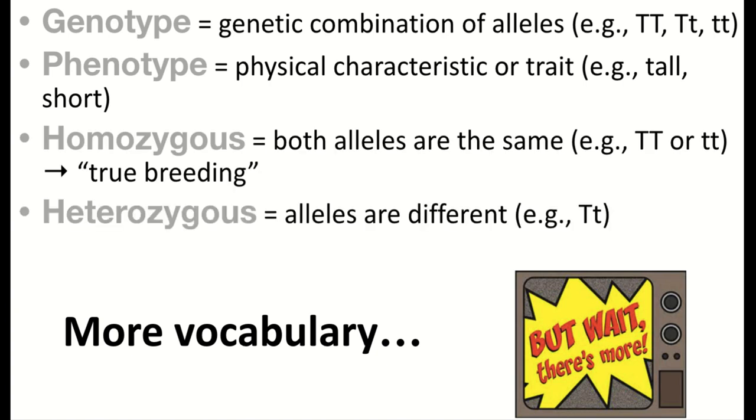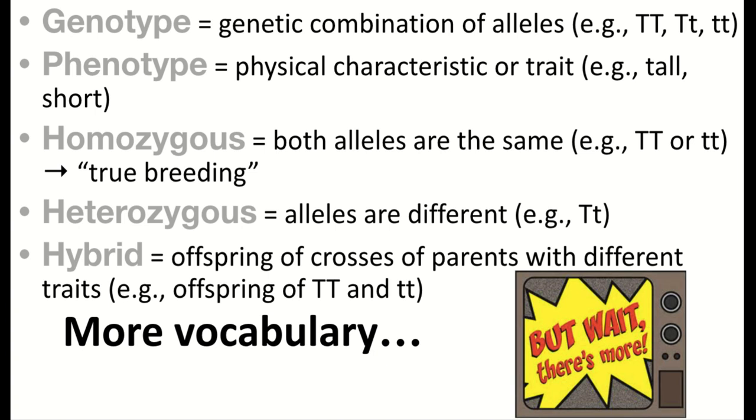With our genotypes, we could see different combinations, as I said earlier. Homozygous means both alleles are the same. If you think of the root word homo, it means same. So homozygous dominant or homozygous recessive. This would be that true breeding or pure breeding we're talking about. Heterozygous, hetero means different, so the alleles are different. You'll have one big T, one little t. And then hybrid is the offspring of crosses of parents with different traits. For example, I could take a golden retriever and a poodle and breed them, and I'd get a goldendoodle. So it's two purebred parents creating that hybrid in the middle.